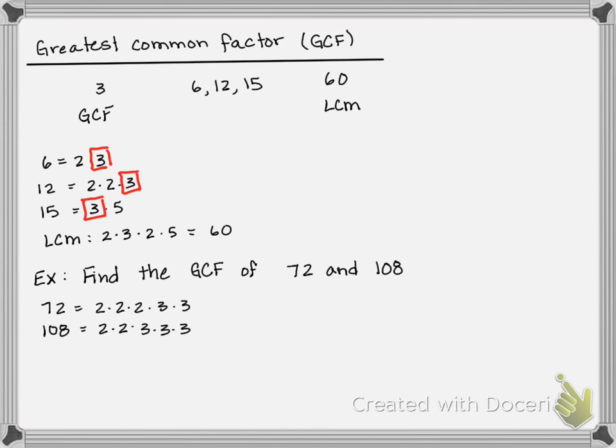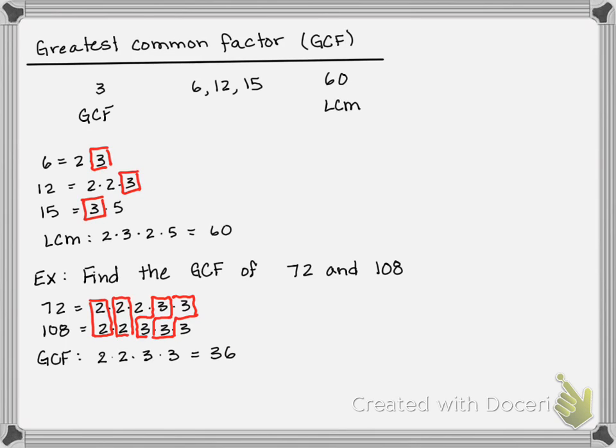So the GCF is going to be what they have in common. So notice they both have a factor of 2. They both have a second factor of 2. And they both have a factor of 3 and a second factor of 3 in common. So they both have 2 factors of 2 and 2 factors of 3. And that's all they have in common, right? The first one does not have a third factor of 3, and the second one does not have a third factor of 2. And so our GCF is going to be 2 times 2 times 3 times 3, which is 36.